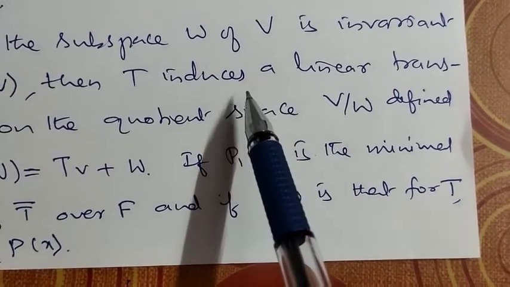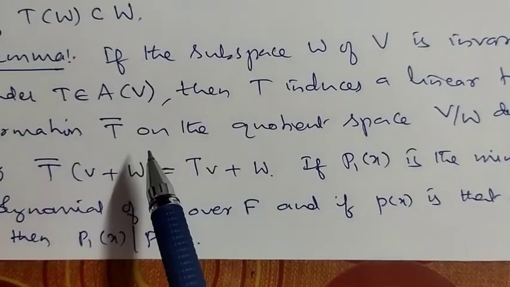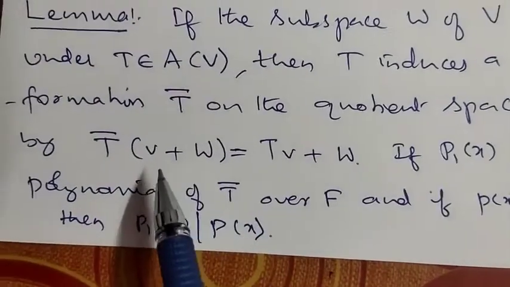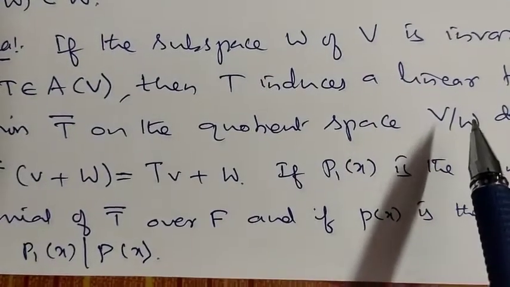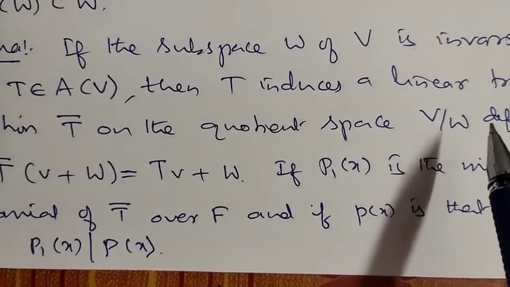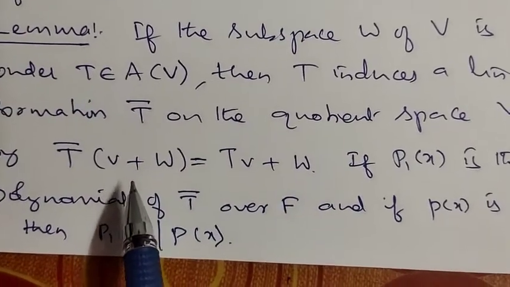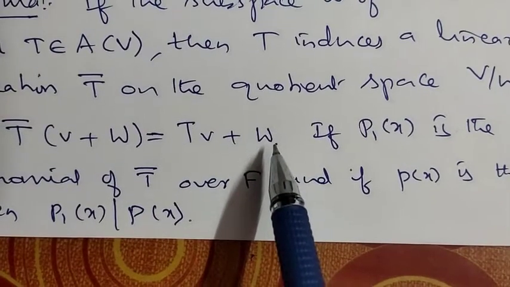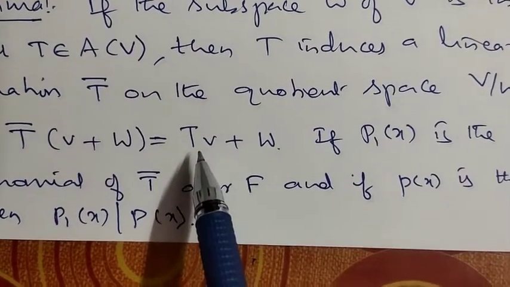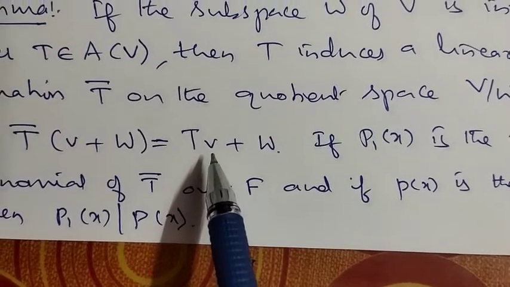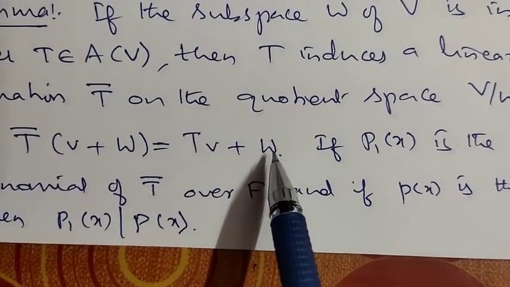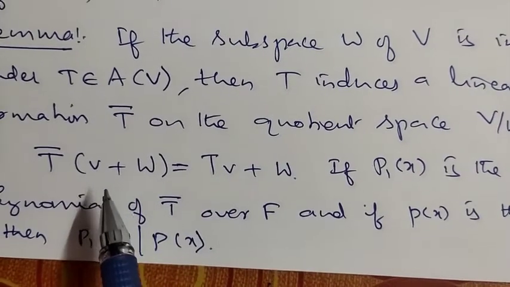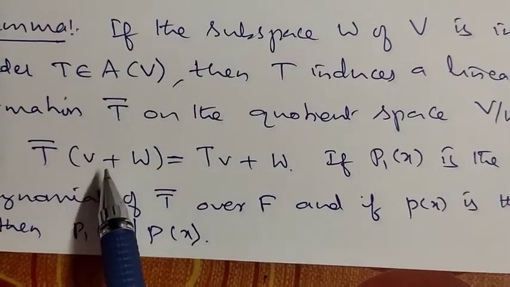So T bar, induced by T, is a linear transformation or linear operator on V by W, defined by T bar of (v plus W) equals T of v plus W. The elements of V by W are all elements of the form v plus W. Definitely, if v belongs to V, T of v belongs to V, therefore T of v plus W is an element of V by W. Therefore T bar is an operator on V by W because it carries elements of V by W to V by W.